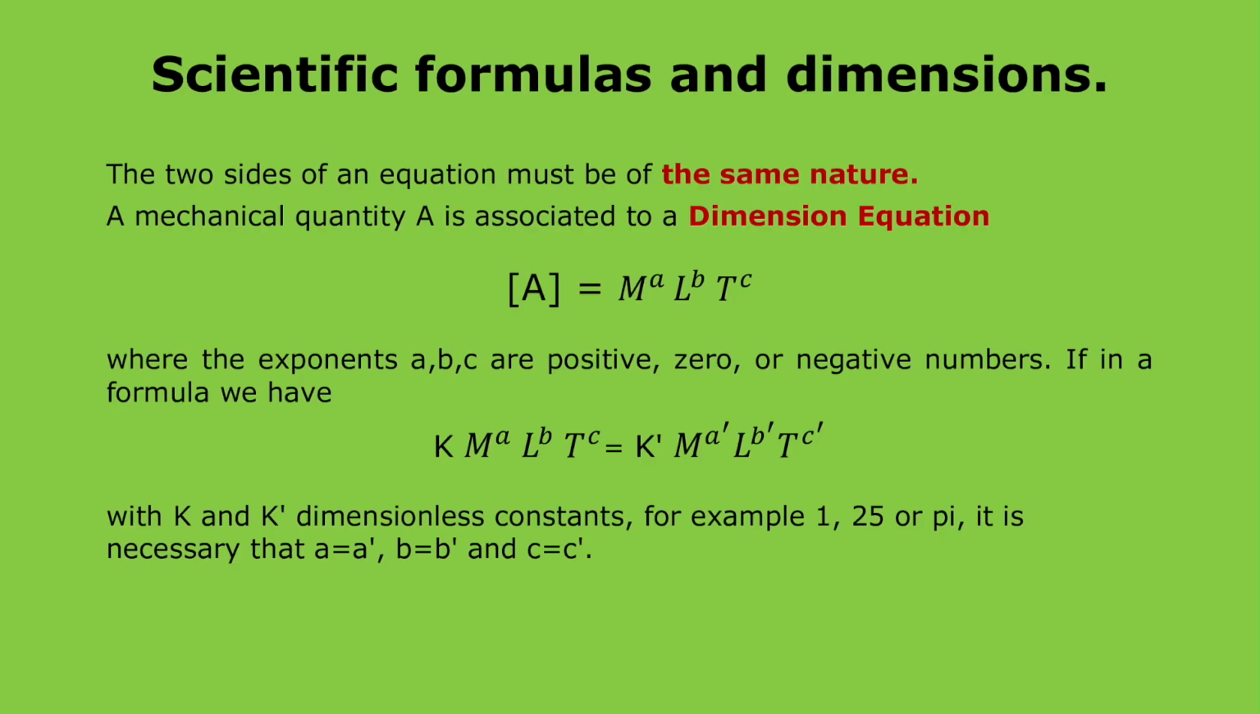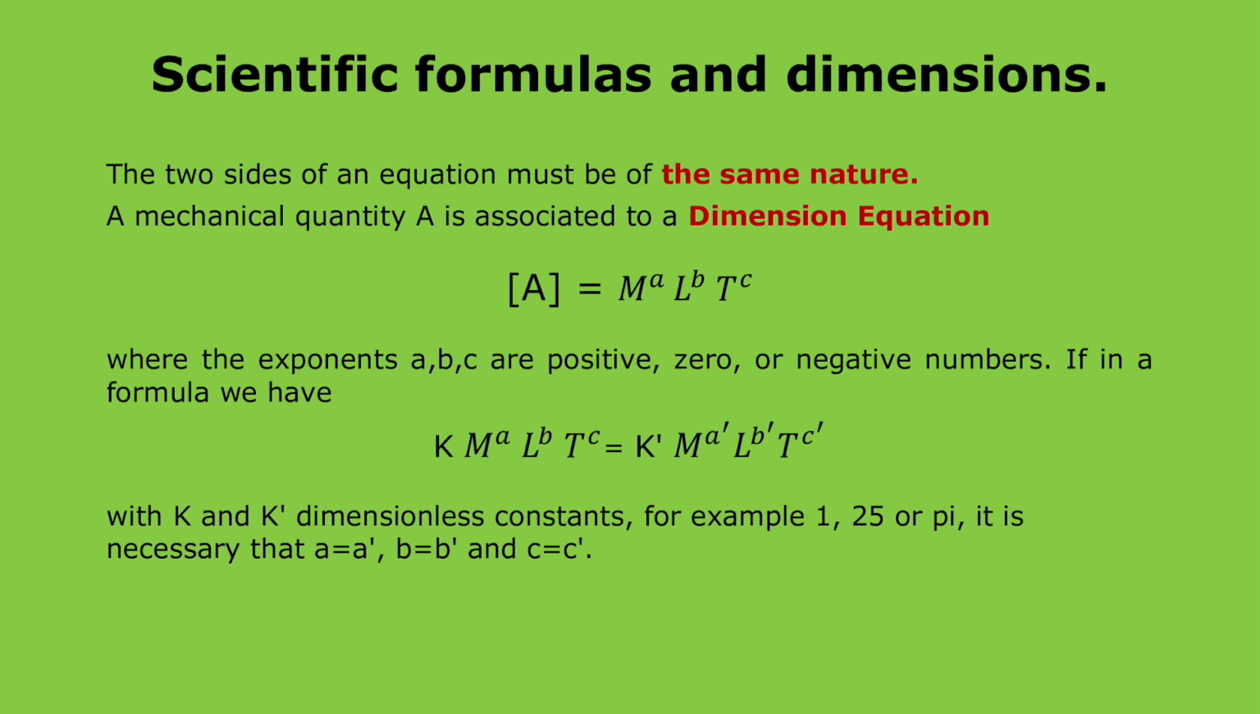Point 2. Scientific formulas and dimensions. The fundamental idea of dimensional analysis is the homogeneity of formulas. By this we mean that the two sides of an equation must be of the same nature. A mechanical quantity, capital A, is associated with the dimensional equation: dimension of A equals M^a L^b T^c, where the exponents a, b, c are positive, zero, or negative numbers.